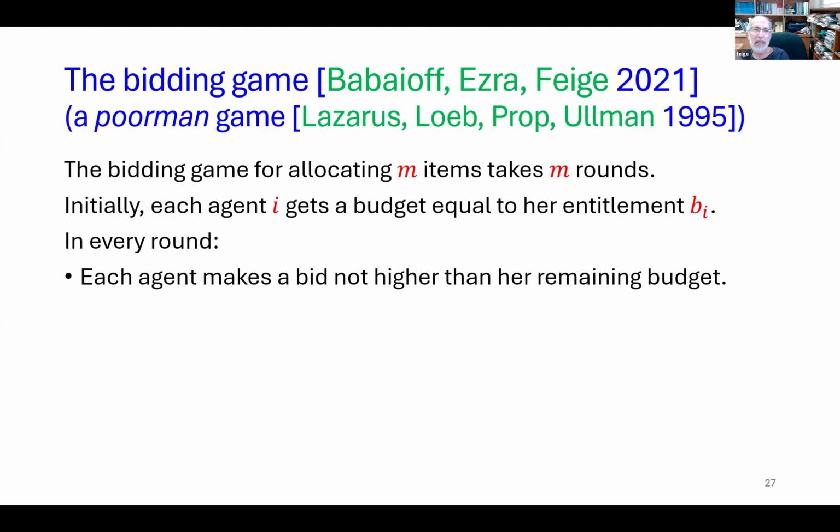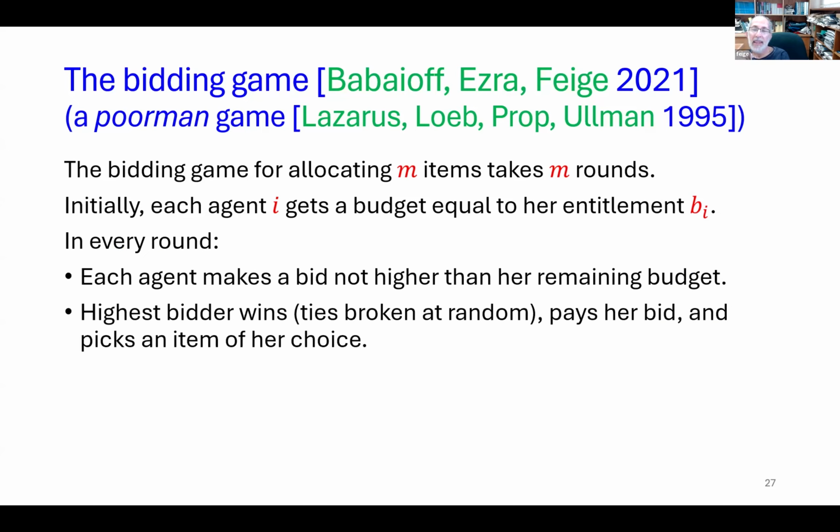In every round, each agent makes a bid not higher than her remaining budget. The agent can choose which bid to make as long as it doesn't exceed her budget. The higher bidder wins the round. We don't care how ties are broken for the sake of analysis, but say they're broken at random. She pays her bid, so this is deducted from her budget, and then she gets to pick an item of her choice. After she picks the item, the round ends, and we get to the new round. Again, they submit bids, the winner picks an item, and so on.